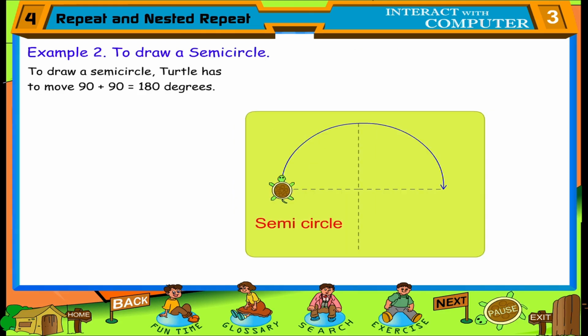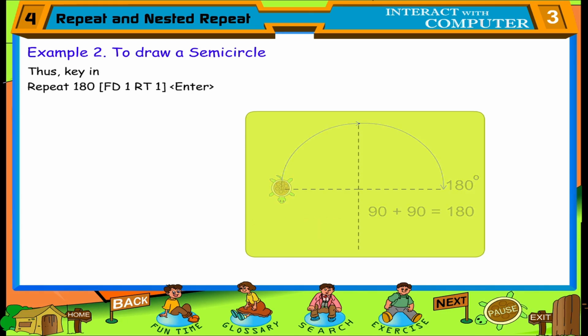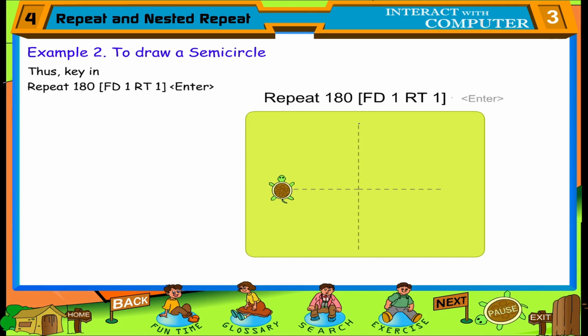Example 2. To draw a semicircle. To draw a semicircle, turtle has to move 90 plus 90 is equal to 180 degrees. Thus, key in, repeat 180 and in a bracket FD1, RT1. Enter.